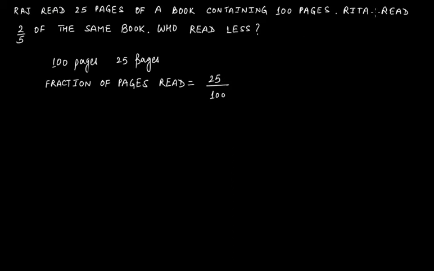Now, Rita read 2 by 5 or 2/5. You can read it as 2/5 or 2 by 5, right? 2/5 of the same book. Who read less? Now for Rita, it has already been given what fraction actually she read. So she read 2 by 5 or 2/5. In this case, it's 25 by 100. In this case, 2 by 5.